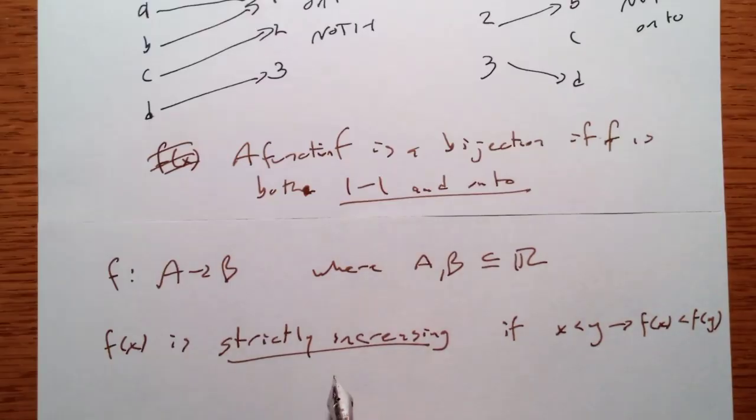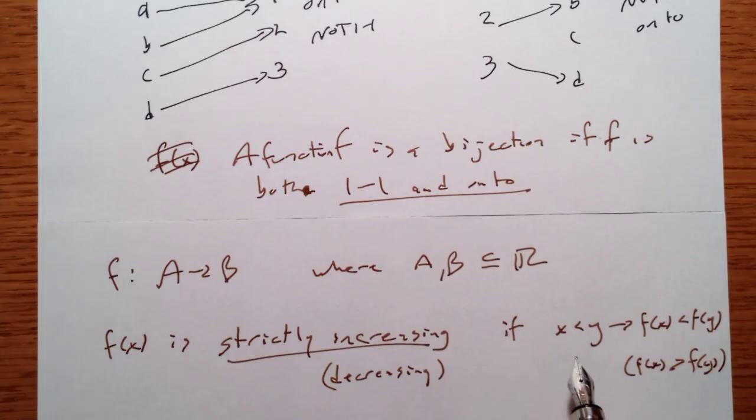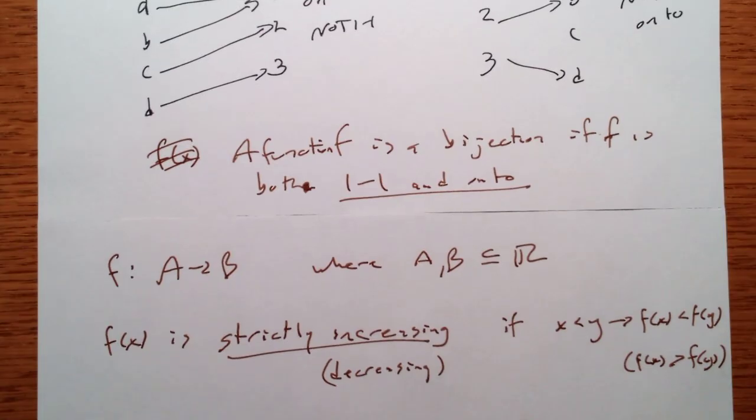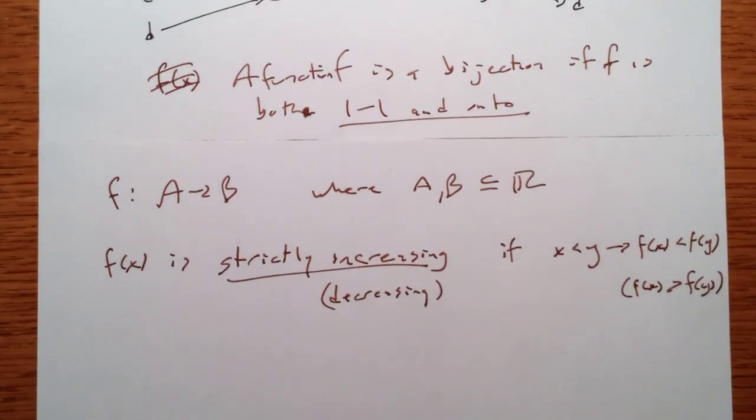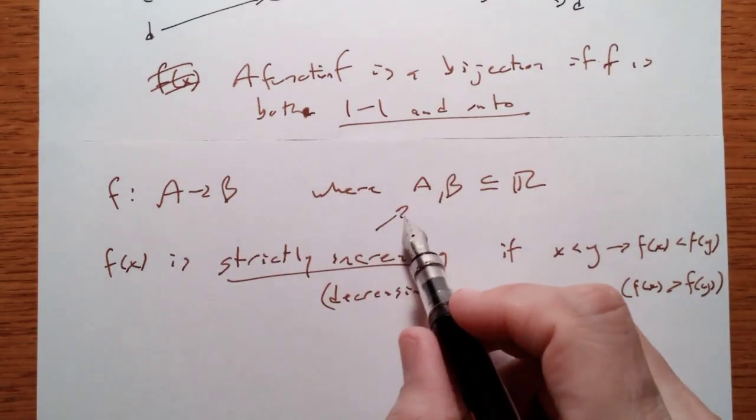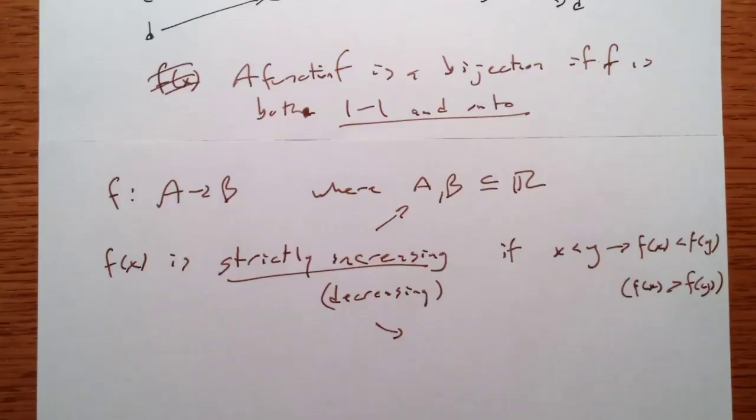If I change this word from increasing to decreasing, then I change this inequality, but not this one. I want, as we go from left to right, the y values to get smaller. Again, graphically, increasing goes this way, decreasing goes this way. Why do I care?